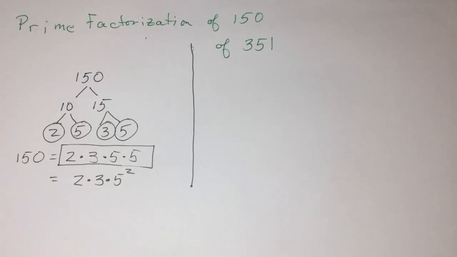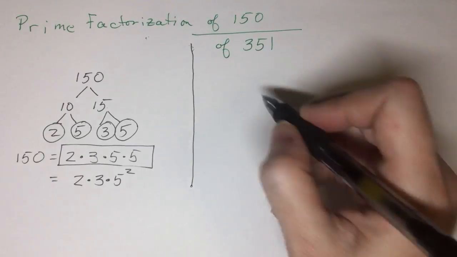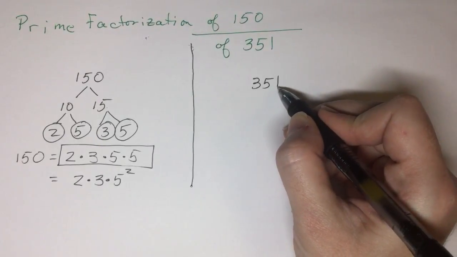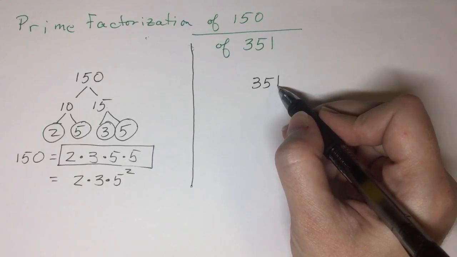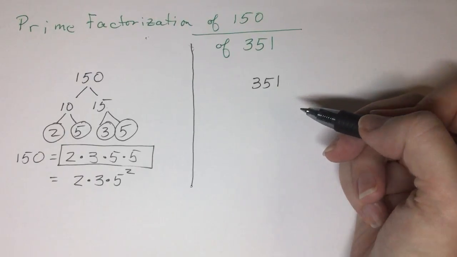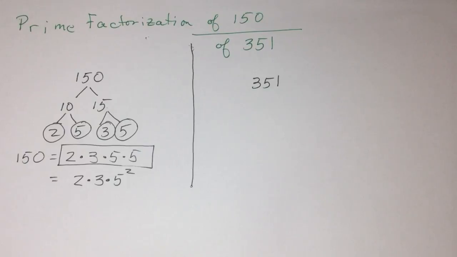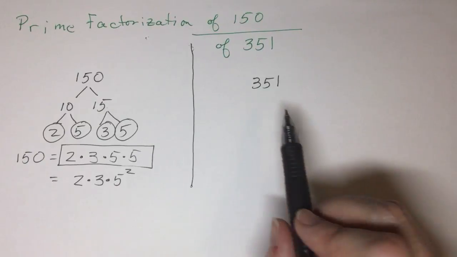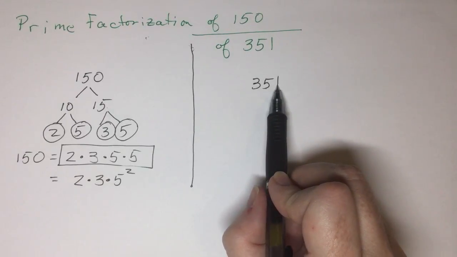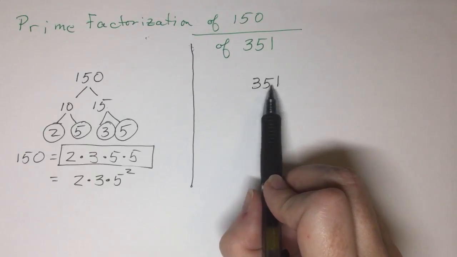If we're trying to find the prime factorization of 351, well, my number is odd, so it's not divisible by 2. Not divisible by 5 because the last number isn't a 0 or 5. Likewise, not divisible by 10. So I may have some trouble here getting started. The divisibility test that becomes most useful here is if I sum the digits. 3 plus 5 is 8. 8 plus 1 is 9. 3 divides into 9. So 3 is a factor of 351.